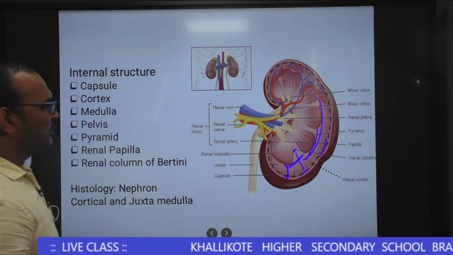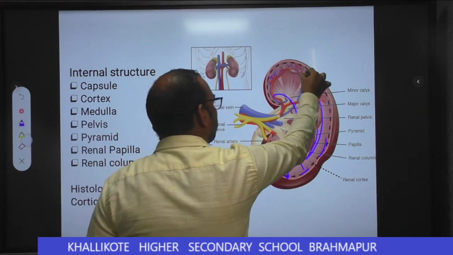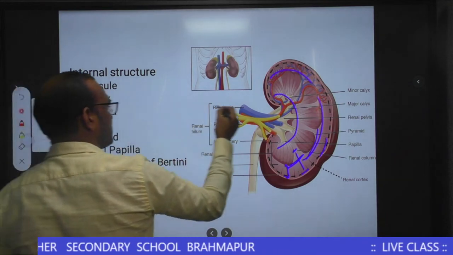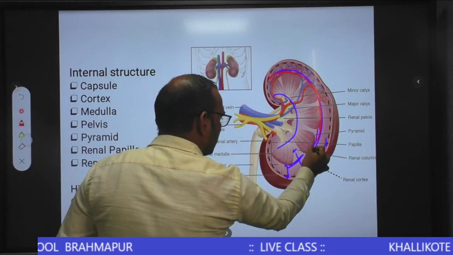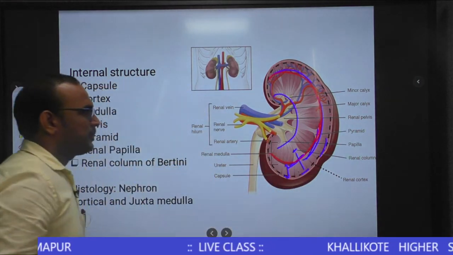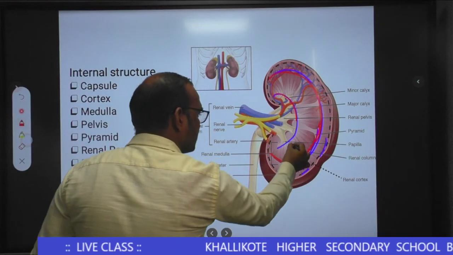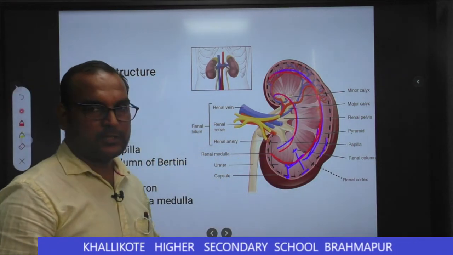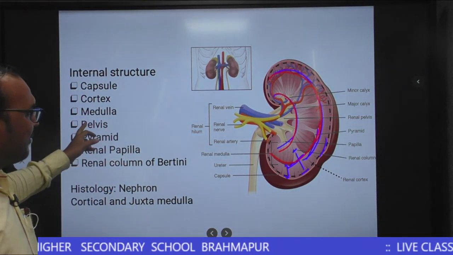Then comes the medulla region. The medulla region is this part. I can represent it with a red color. Here we see the medulla region. So below the cortex we have the medulla, and then we have the pelvis.